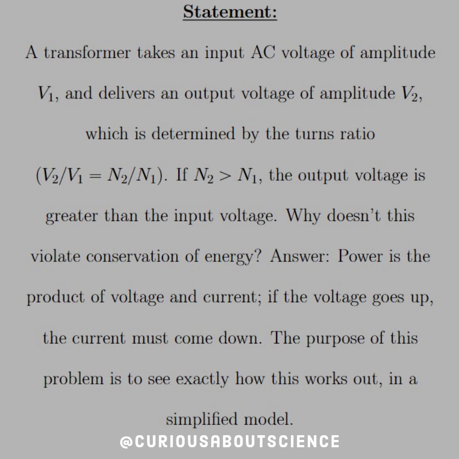Answer: power produced is the product of voltage and current. If the voltage goes up, the current must go down. The purpose of this problem is to see exactly how this works out in a simplified model.